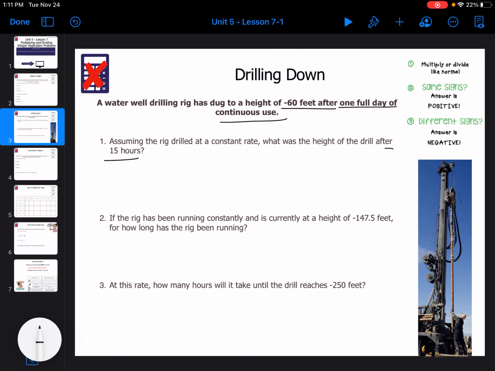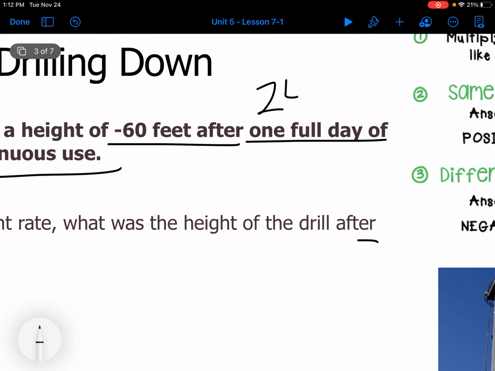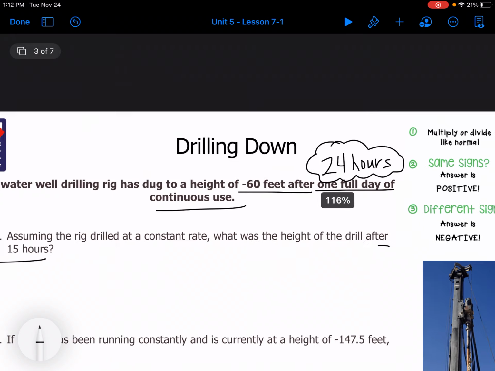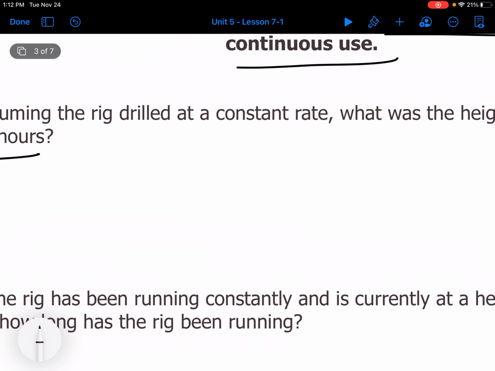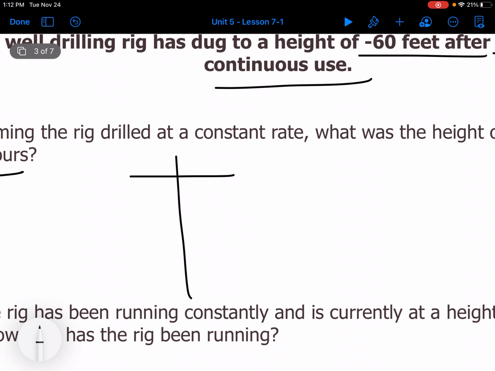Let's see if I can find it. Okay, so what they're saying is they want us to use the hours. So it's right, I guess. Okay, so 1 full day would be 24 hours. I don't think about it that way, but that makes sense. Okay, so they want to know what was the drill height after 15 hours. So if I have my table and I have hours and feet, right?